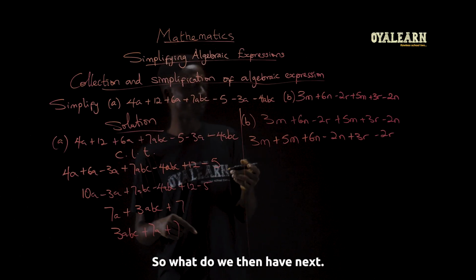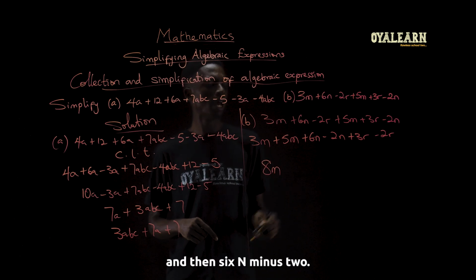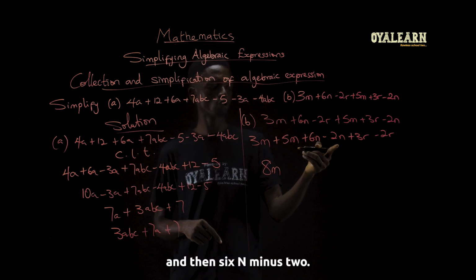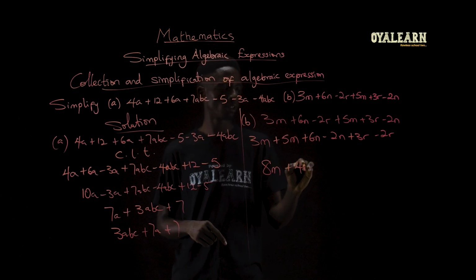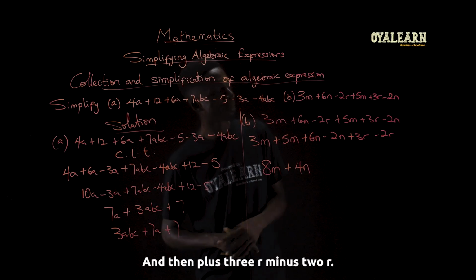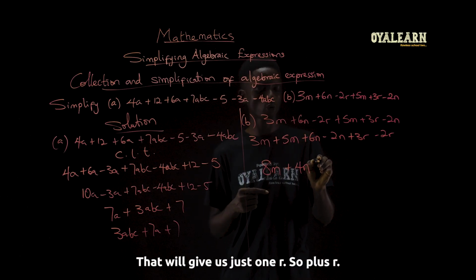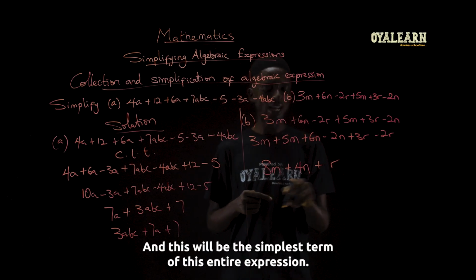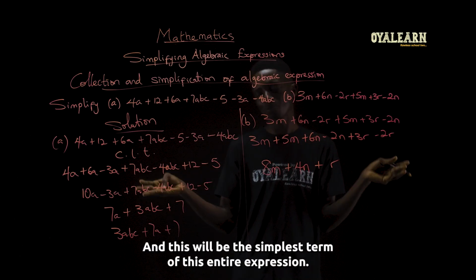So what do we then have next? We have 3m plus 5m to give us 8m. And then 6n minus 2n, that will give us plus 4n. And then plus 3r minus 2r, that will give us just 1r, so plus r. And this will be the simplest term of this entire expression.